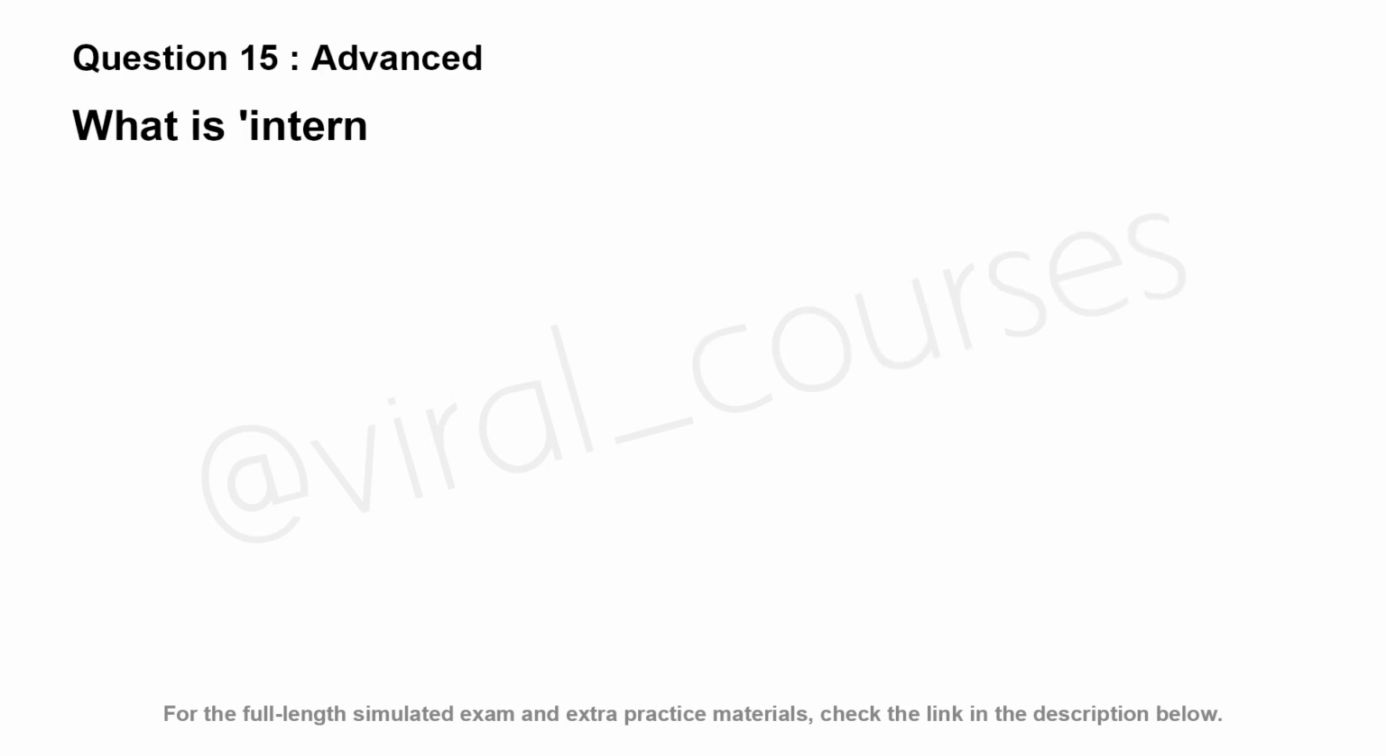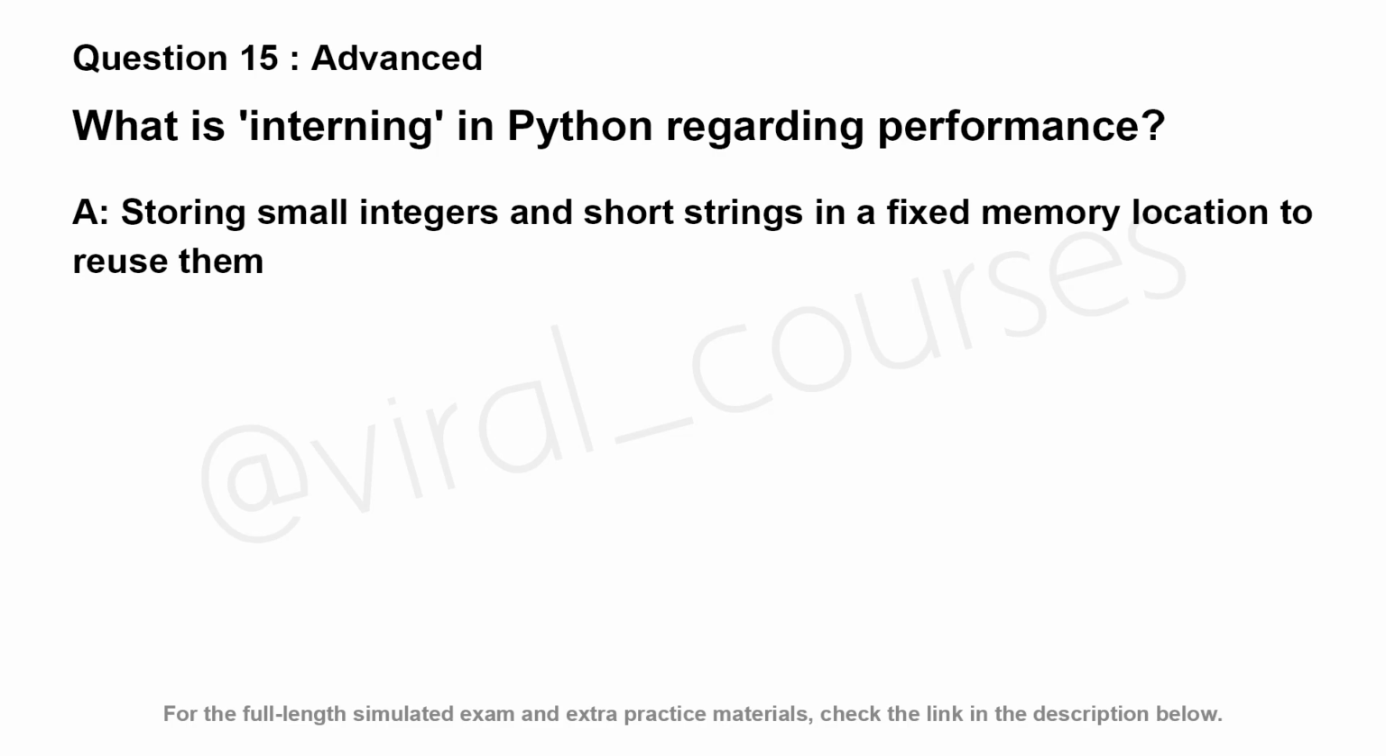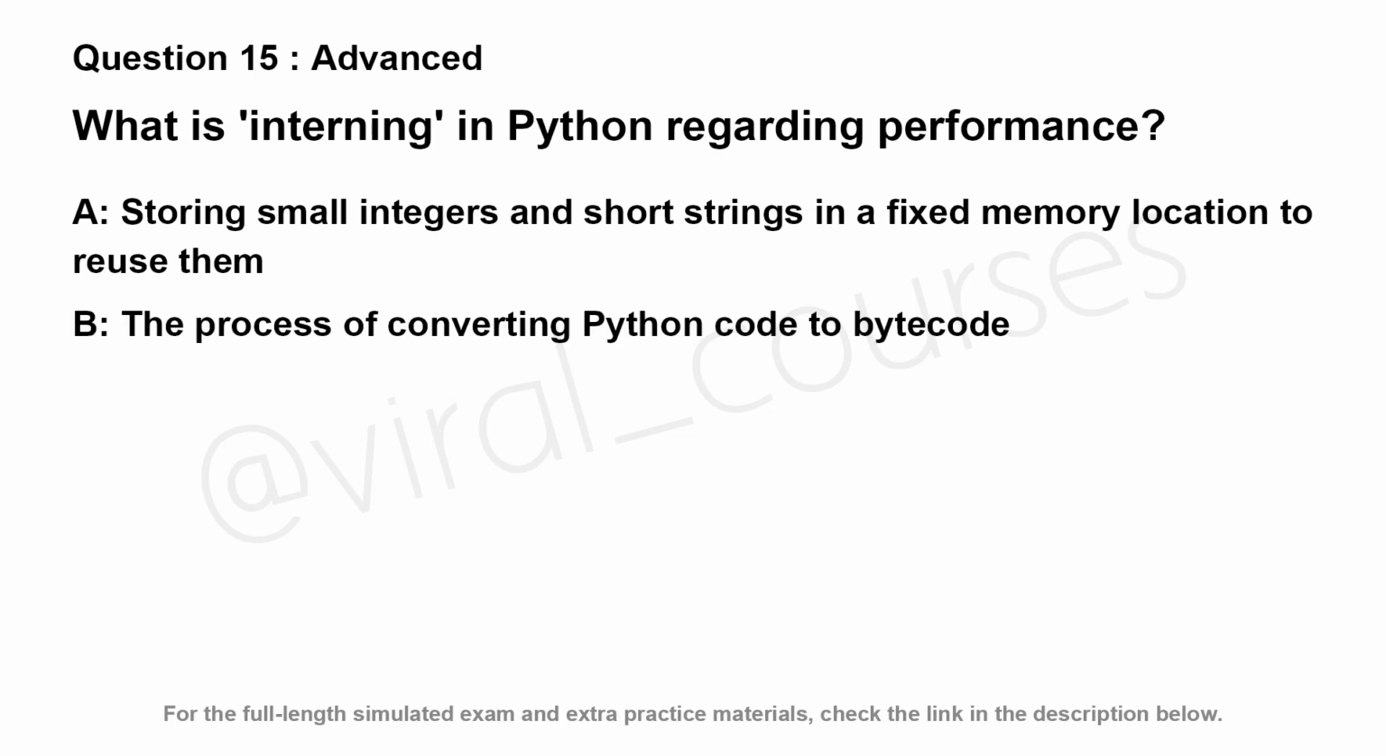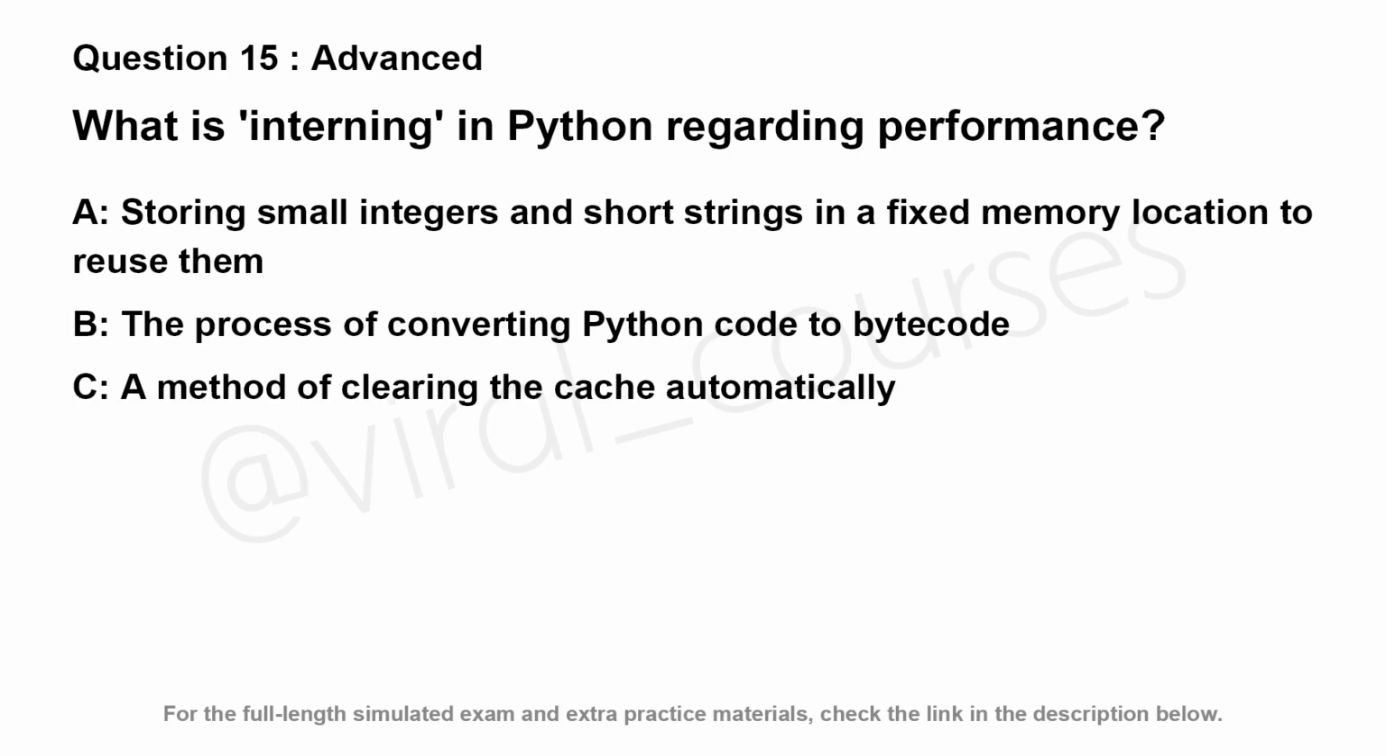What is interning in Python regarding performance? Option A, storing small integers and short strings in a fixed memory location to reuse them. Option B, the process of converting Python code to bytecode. Option C, a method of clearing the cache automatically. Option D, optimizing loop execution using C.